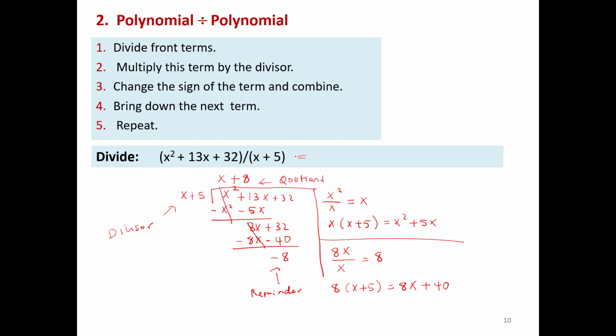And now we need to write here the answer. The quotient first, the whole part is x plus a. Now we need to write the remainder, negative 8 divided by the divisor, x plus 5. And this is the answer: x plus a minus 8 over x plus 5.